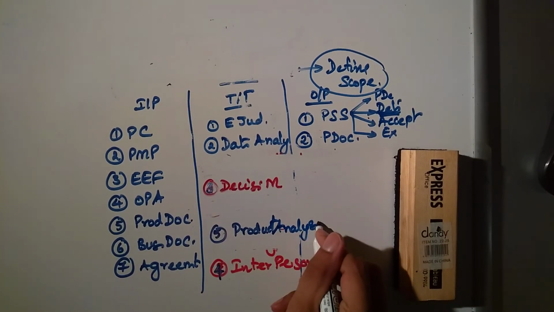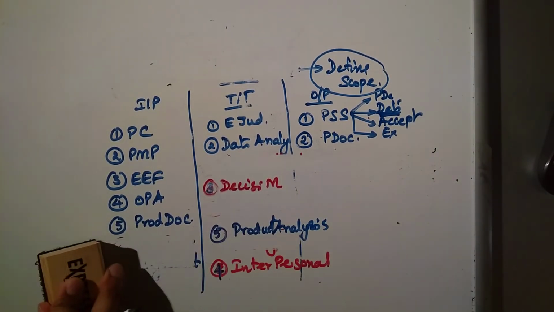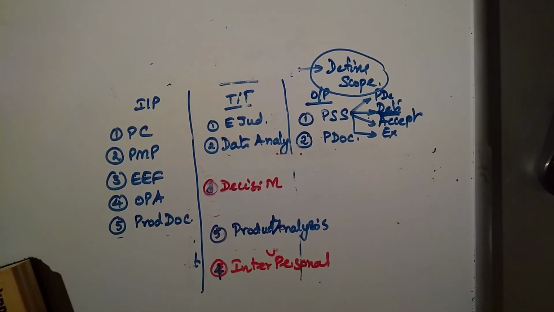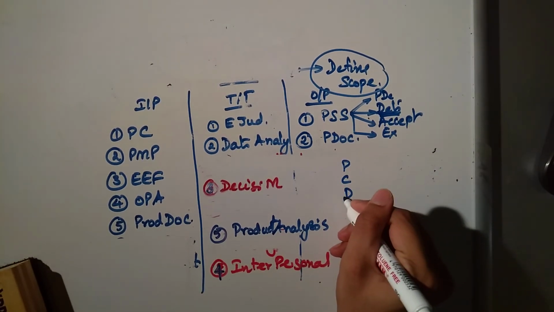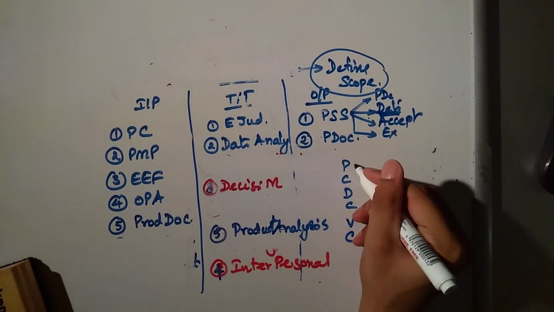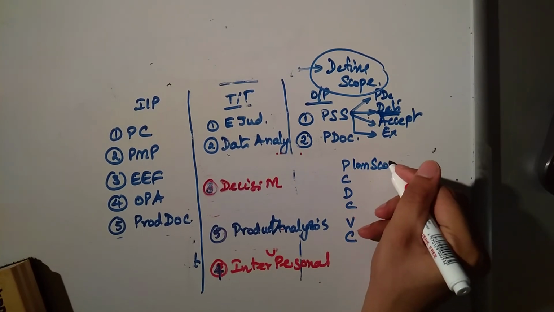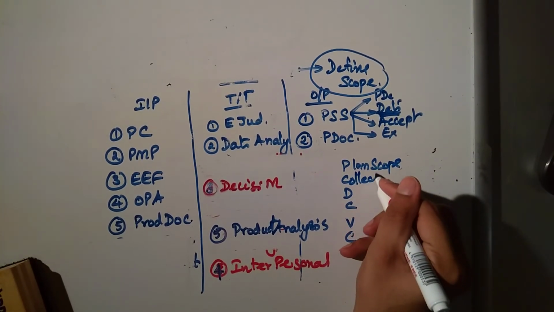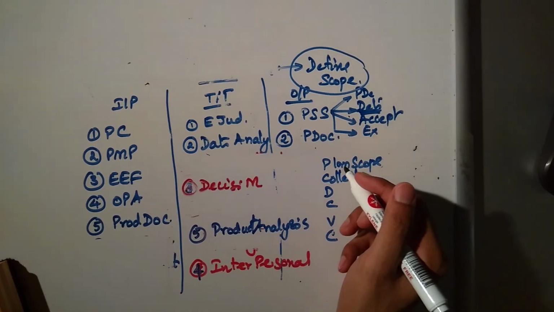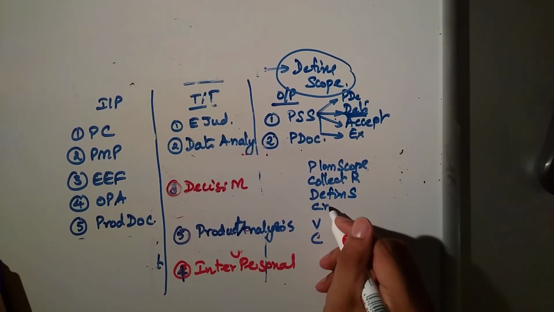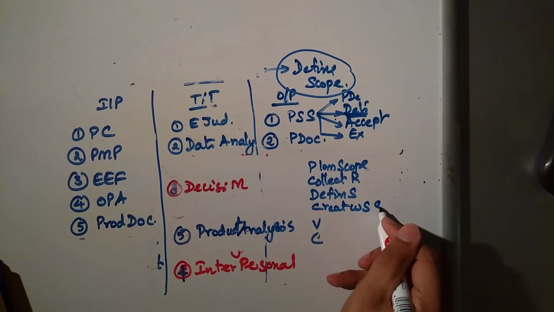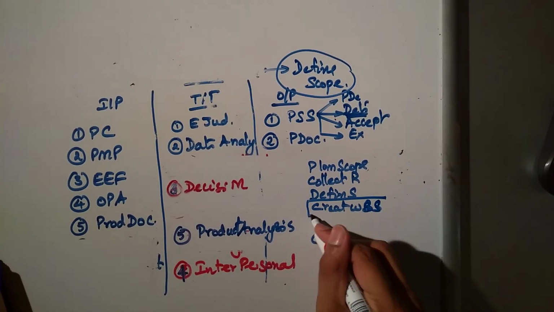In this one, just drop the last one. Finished. So easy it is. Hope this much is clear. In the next video, I'm going to show you how we create the next one. We have to do what I said: PC, DC, VC. First one was plan scope management. Then we said collect requirements, then define scope, then create WBS. So next class we're going to do this one.